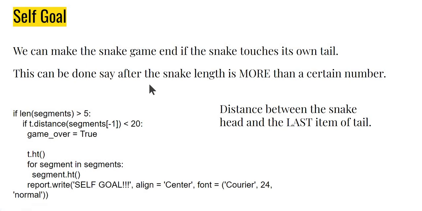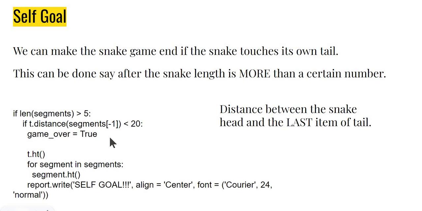Once a food is eaten, it becomes part of this list segments. So I wait for this list to become a certain length, let's say more than 5 or say more than 4. At that point, I check the distance between the snake head and the last segment. Now, notice segments is a list. Segment minus 1 basically is the last segment. That's the end of the tail. If this distance becomes less than 20, I say, well, look, the game is getting over because I've hit a self goal or I've eaten my own tail. And really, all I do is to set the game over to true.